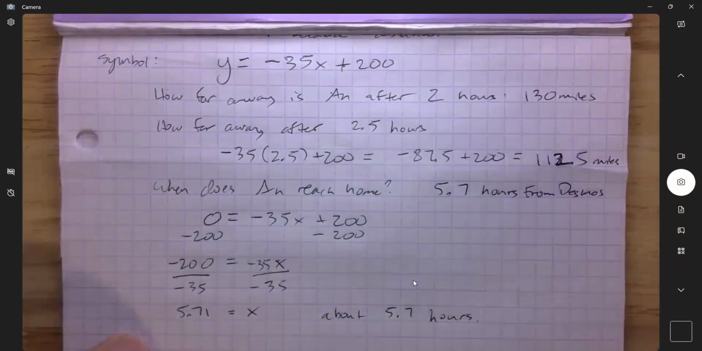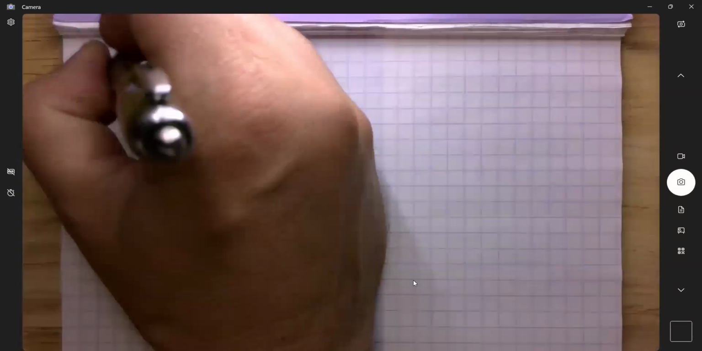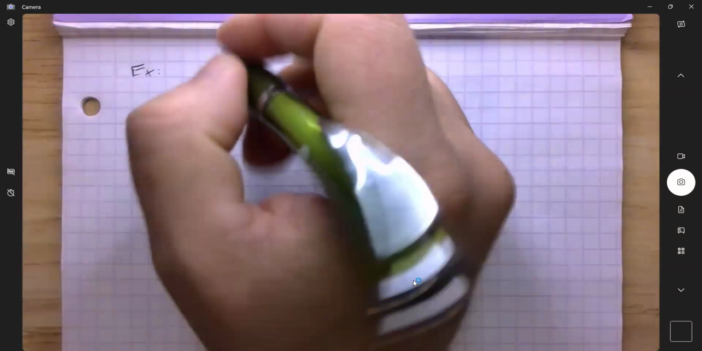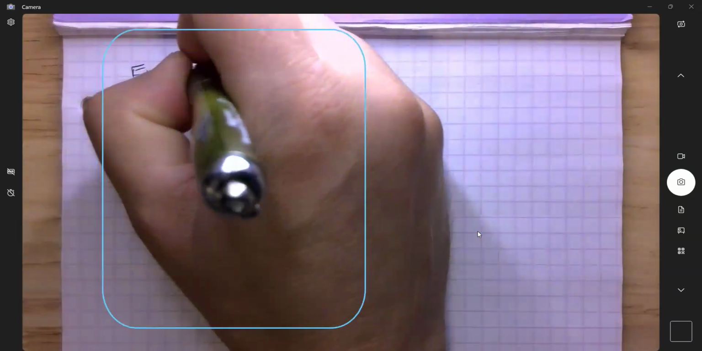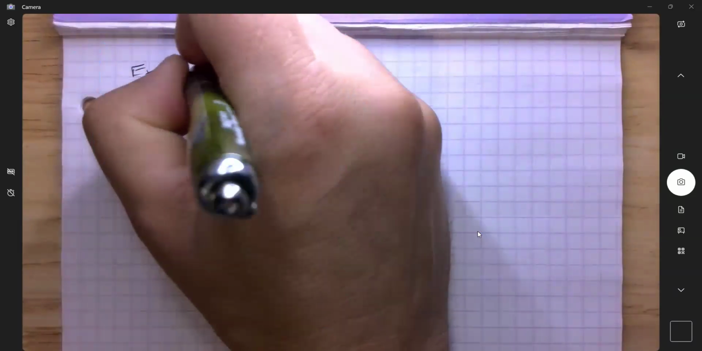All right, one more example, because I want to show you how sometimes your table doesn't give you x's that go up by 1, but you can still find the slope. So here's my example. Make sure I know what I'm sharing here. Okay. Let's see.